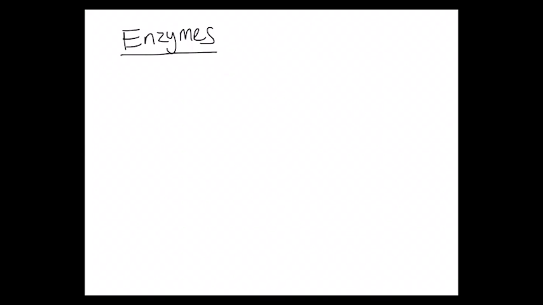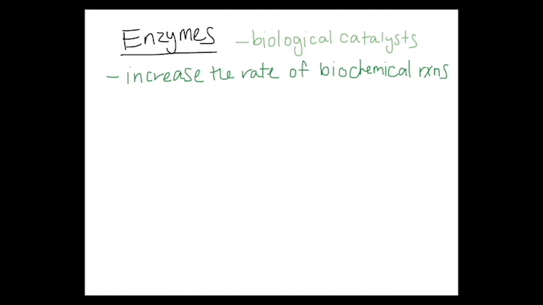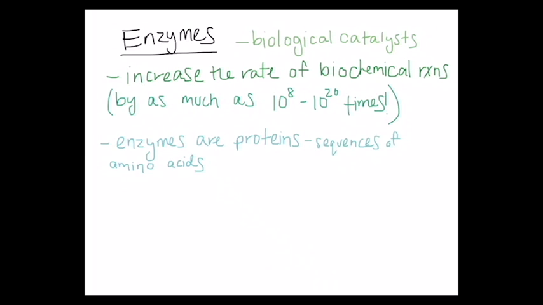Enzymes are biological catalysts that control the rates of chemical reactions within living cells, helping to sustain life. They typically speed up the reaction rate by 10 to the 8th to 10 to the 20th times. Cells contain thousands of different enzymes. Enzymes are proteins that function according to the sequence and types of amino acids in their chains.